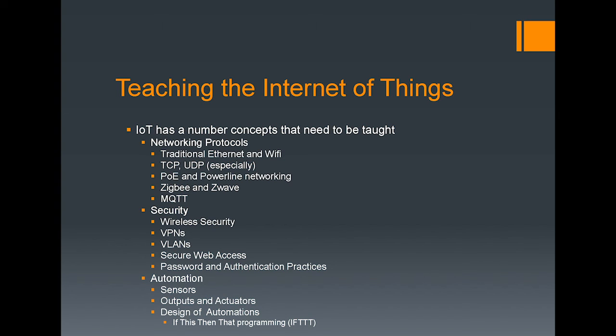Security, obviously. Again, that's sort of been lacking in the IoT field, but something that students need to be aware of. Certainly wireless security, the whole topic of VPNs, virtual LANs, secure web access, and then the whole password and authentication practices. I think I was reading in the article about the manufacturer consortium. They wanted to make it mandatory that IoT devices make you change the default passwords, because that has led to problems in the past. And then the whole concept of, once you've got these devices, how do you use them?